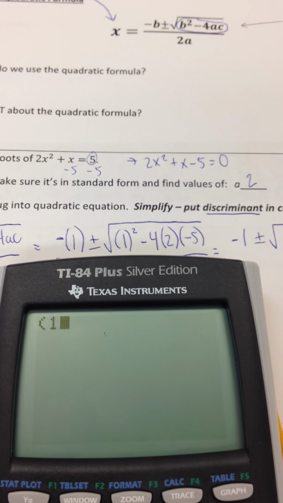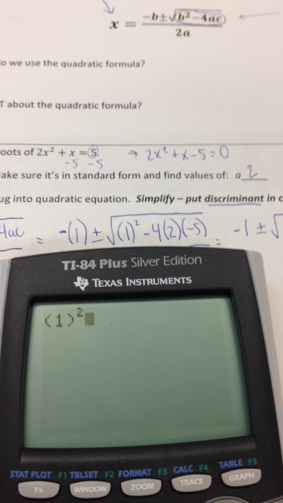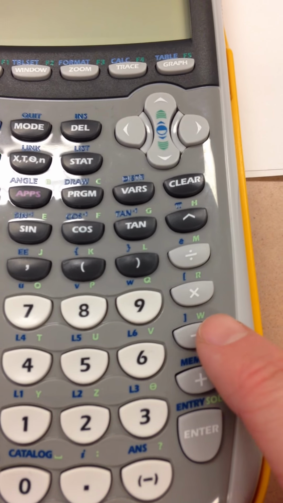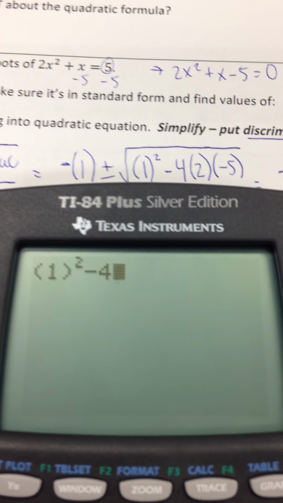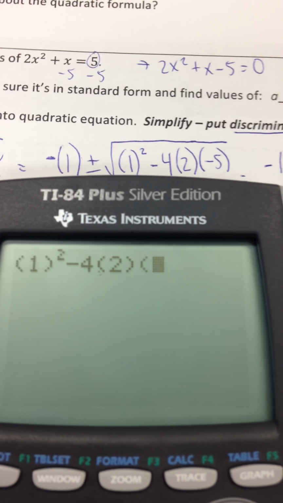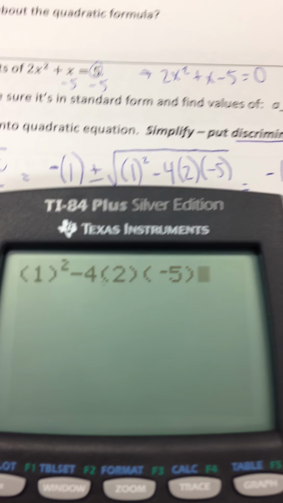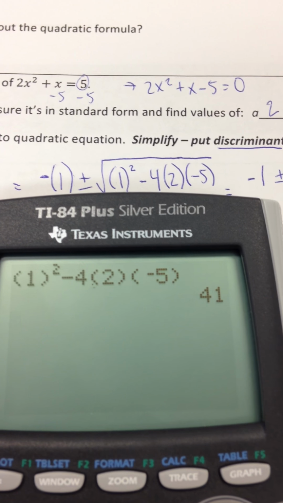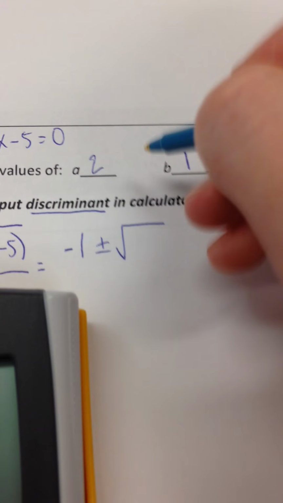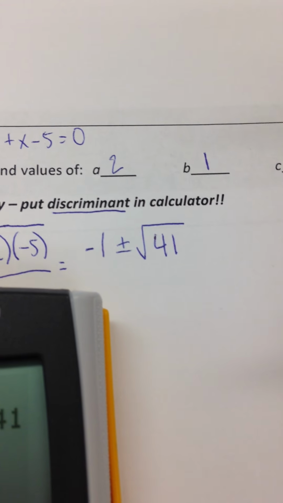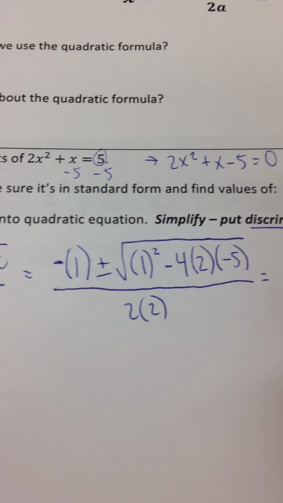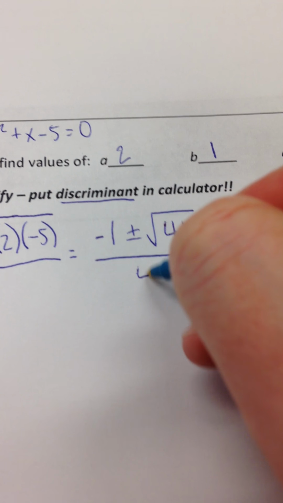So the first thing is 1 squared minus 4, and please make sure that this minus that's in front of the 4 is an actual minus sign on your calculator, okay, not a negative sign. Minus 4, parentheses 2, parentheses, parentheses, -5, parentheses. So this is the discriminant, exactly what you see underneath the square root bar. Press enter and you see that the discriminant is equal to 41. So I'm going to input 41 as my discriminant in the simplification process. Okay, and then remember, this is all over 2 times 2, which is 4.